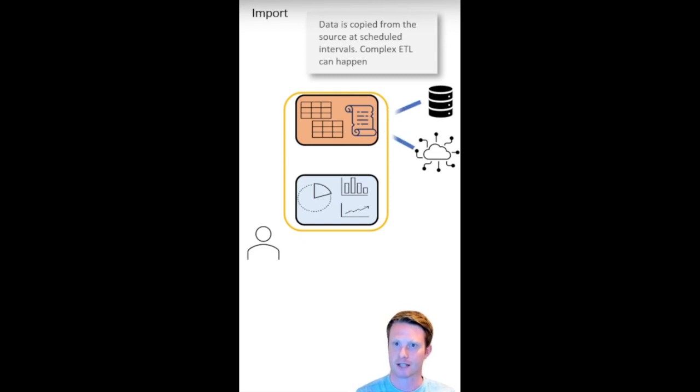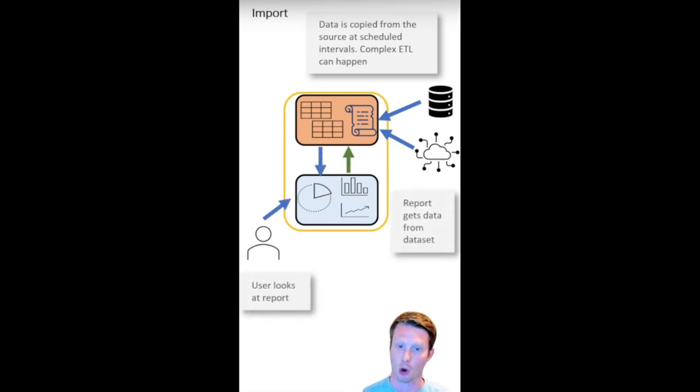Complex ETLs and transformations can happen. And this data is stored in the Power BI service. So app.powerbi.com, it's all stored behind the scenes. But it's stored for you. Then when a user looks at the report, this report gets the data directly from the data set. So it doesn't look at the source anymore. All the data is in Power BI service, and that's why it's really, really quick and really powerful.